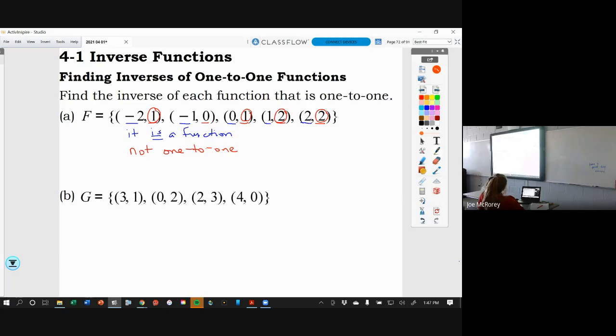Part B. Is relation G a function? Yes. It is a function. Is function G 1-to-1? Yes. Okay, this is 1-to-1.